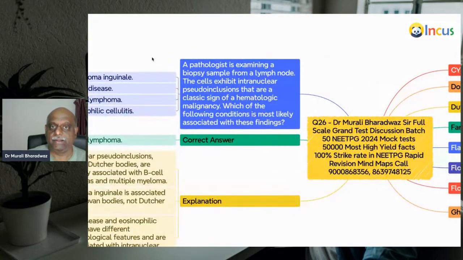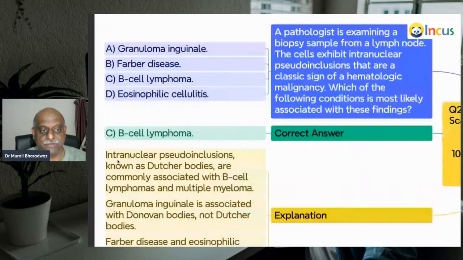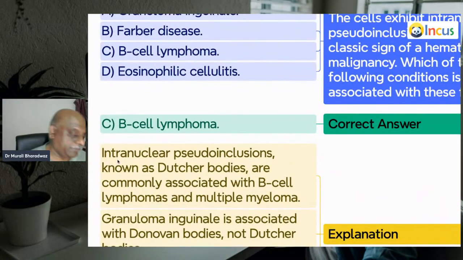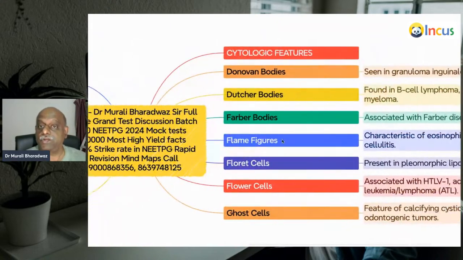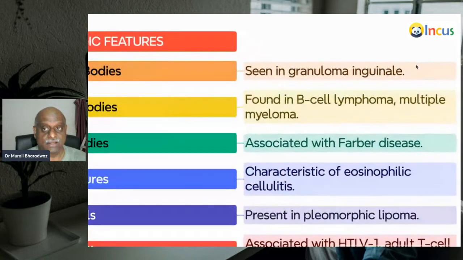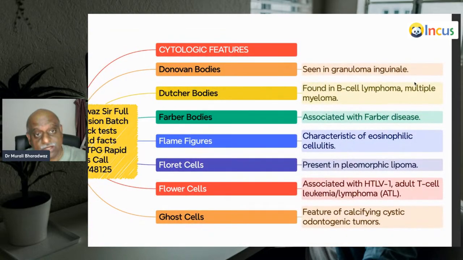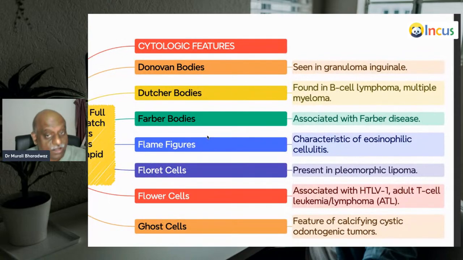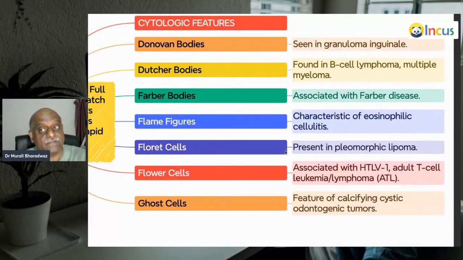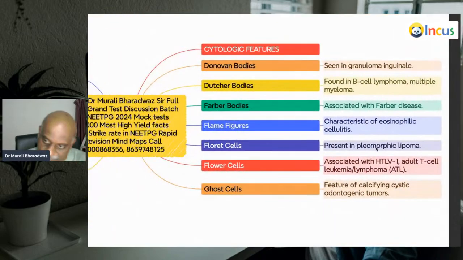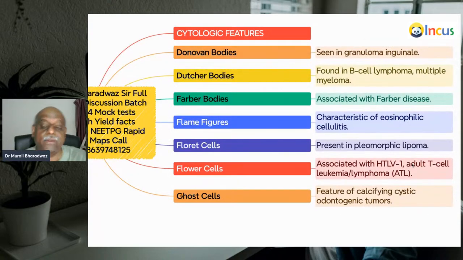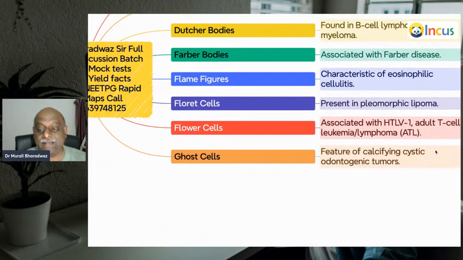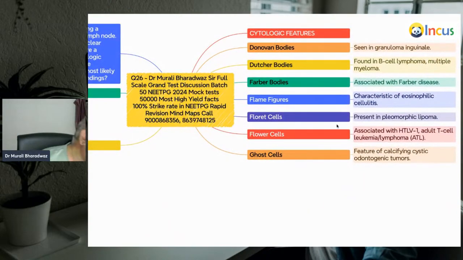Now, a biopsy sample is taken from the lymph node. Intranuclear pseudo-inclusions are formed. What are they called? They're called Dutcher bodies, commonly associated with B-cell lymphomas and multiple myeloma. So you should know: Donovan bodies, granuloma inguinale; Dutcher bodies, B-cell lymphoma and multiple myeloma; Farber bodies, Farber disease; flame figures, eosinophilic cellulitis; florid cells, pleomorphic lymphoma; flower cells, HTLV-1 and adult T-cell leukemia and lymphoma. Ghost cells are typically seen in calcifying cystic odontogenic tumors.